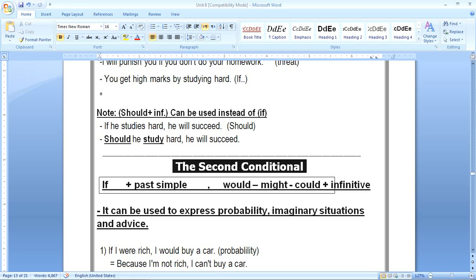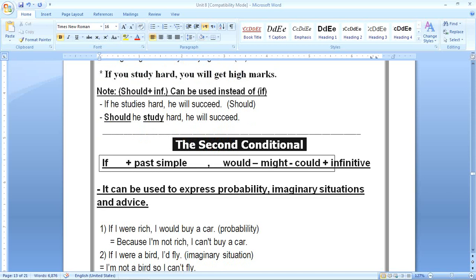Let's write the answer. You get high marks by studying hard. You can say, if you study hard, you will get high marks. So this is the right answer.